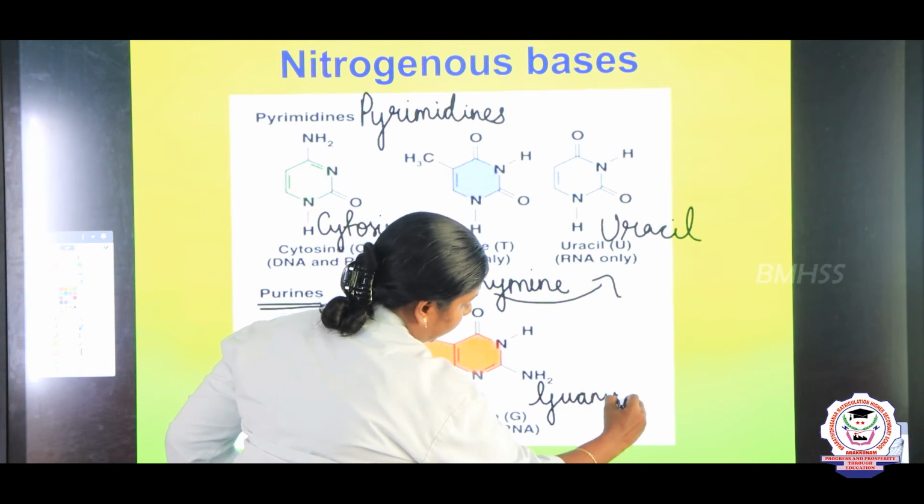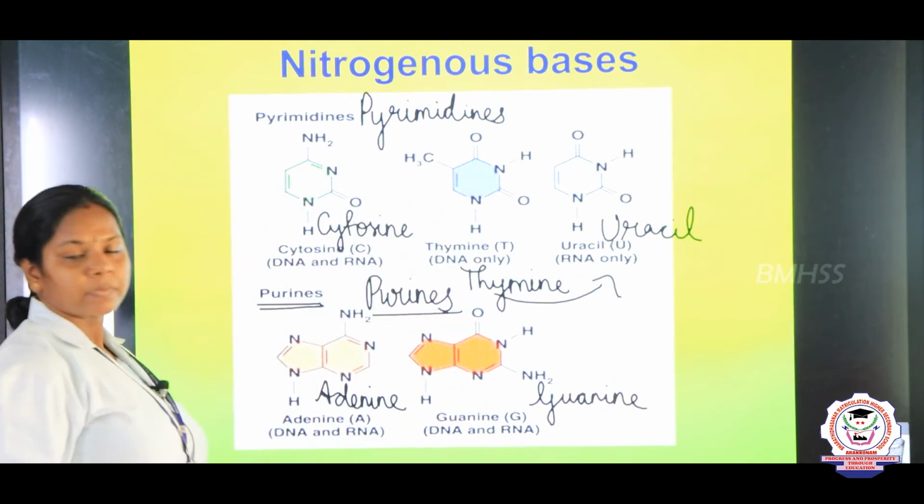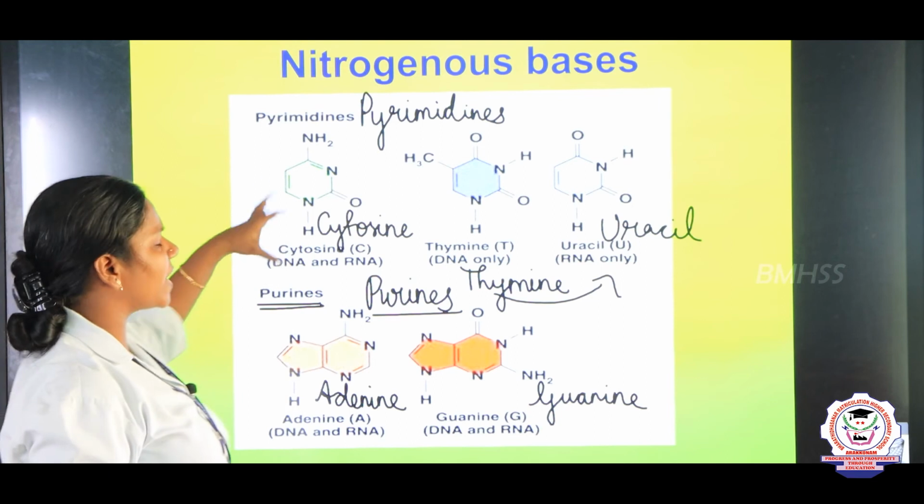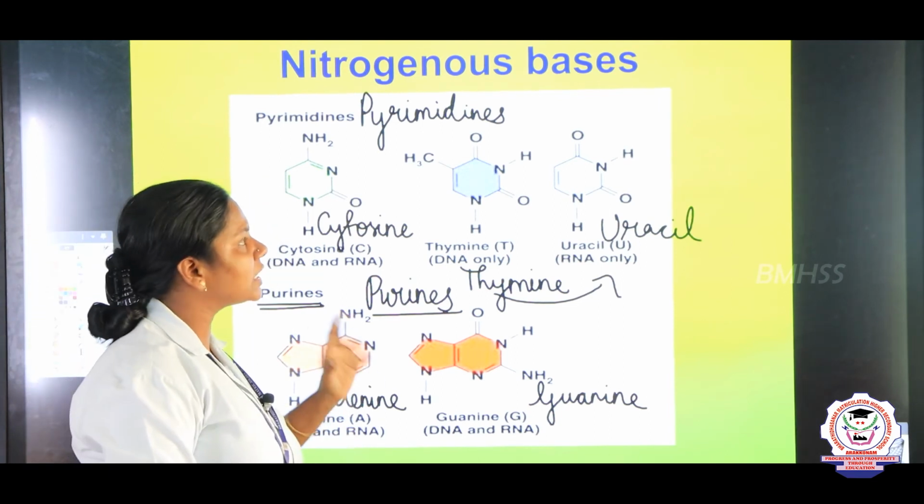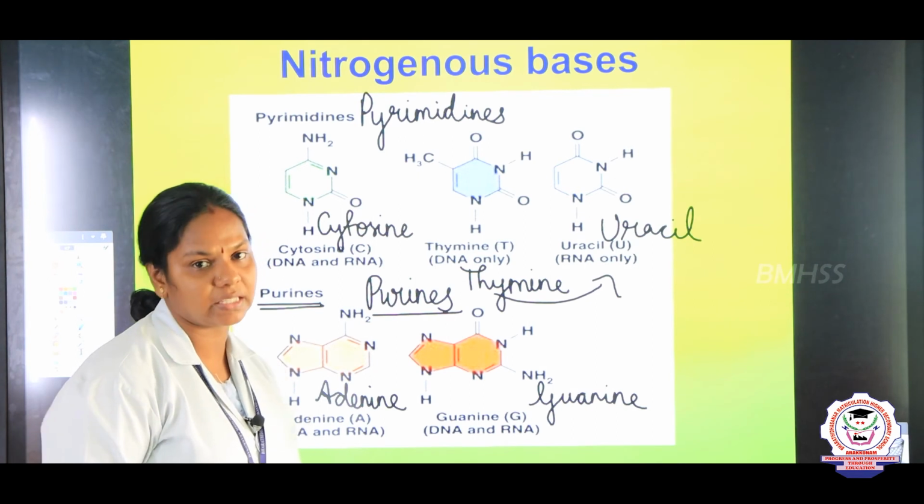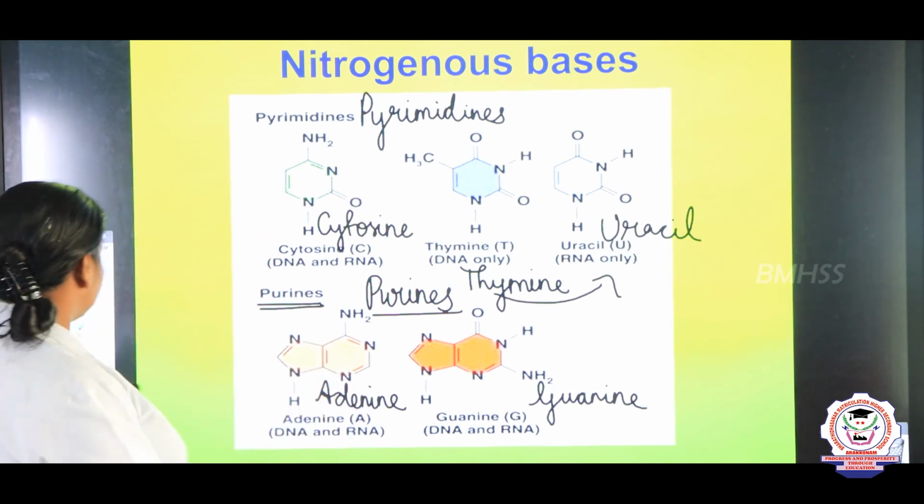They two are the purines. So purines always pair with pyrimidines. These are all the nitrogenous bases present in the nucleic acid.